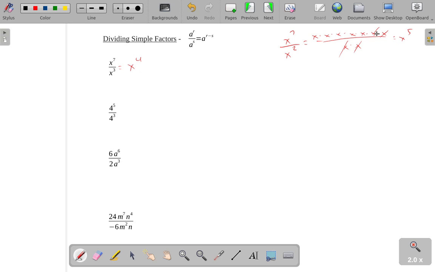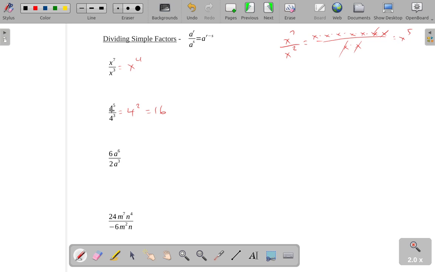When I'm doing my cancellation, I'm getting rid of some of the factors. I'm getting rid of 3 of the factors on the bottom and 3 of the factors on the top. There's still 4 factors of a left over up top. Just like on this one. 5 minus 3 is 2, so this would be the same thing as 4 squared, which is 16.